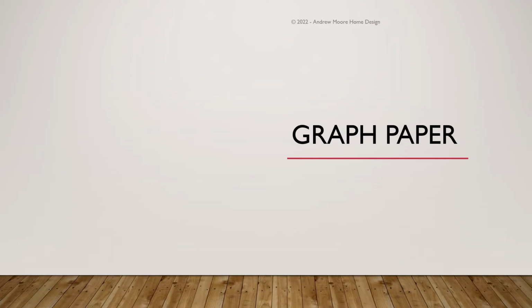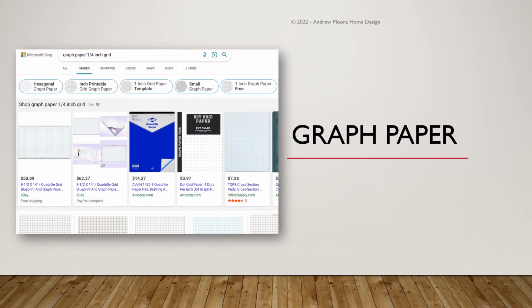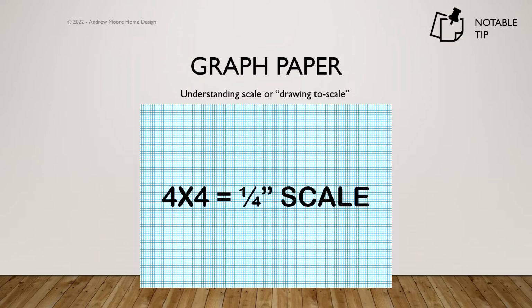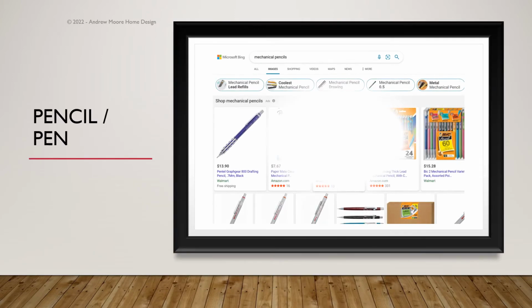There are many different types and scales of graph paper available, but for this video, we will use the typical 4x4 graph paper. Graph paper that is 4x4 means that there are 4 squares per inch, thus 1/4 of an inch equals 1 foot. Typical pens and pencils work fine, but if you're new at this, then a pencil with an eraser is your friend.